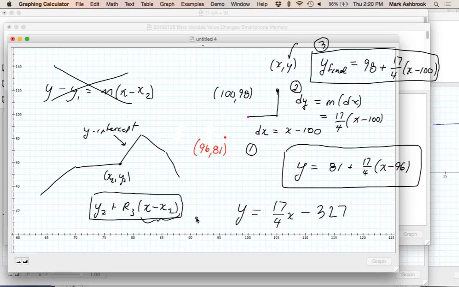Yes, it's dx, but talk about it in terms of this function. What is x minus x2 in this? What does x minus x2 represent relative to interval 3? Is that the width of interval 3? It's not the width of interval 3. So what is it? It changes with wherever x is.